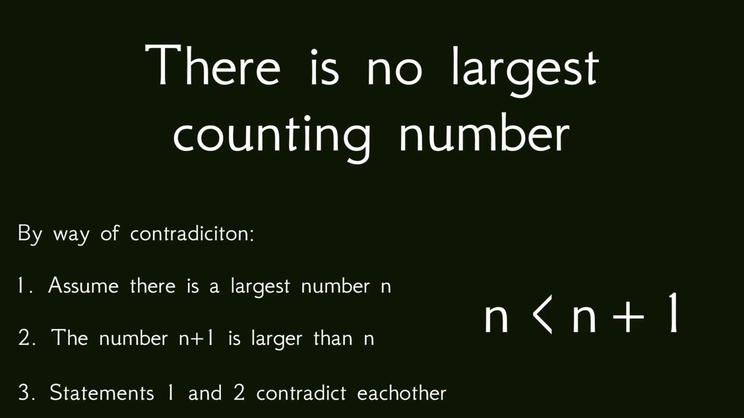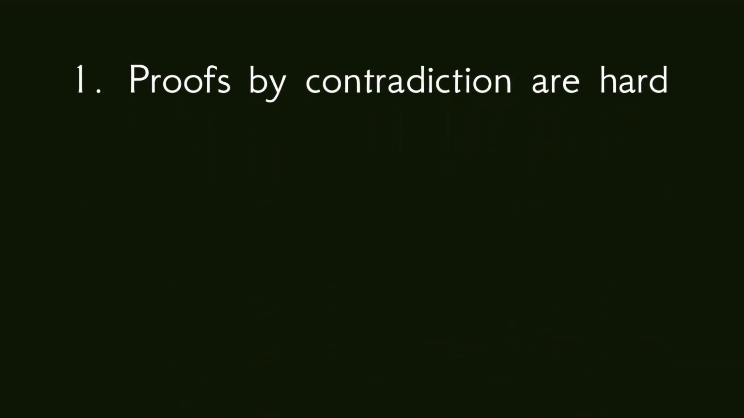Now, this proof is fine. It works. It does prove the theorem. But if someone was asking you, is there a largest counting number? Then I think it would be a mistake to use this proof for two reasons. First of all, proofs by contradiction are hard to understand. Like, you assume something is untrue, and then math breaks, and that's a good thing? If you've never been exposed to a proof by contradiction before, then you're not likely to immediately pick it up. They take some time to get used to.